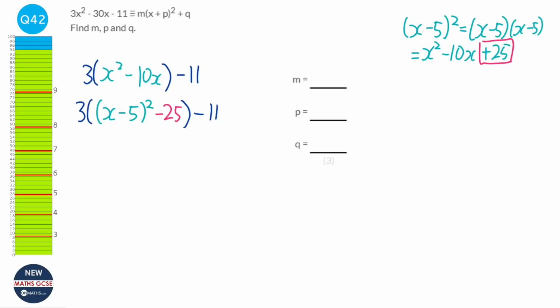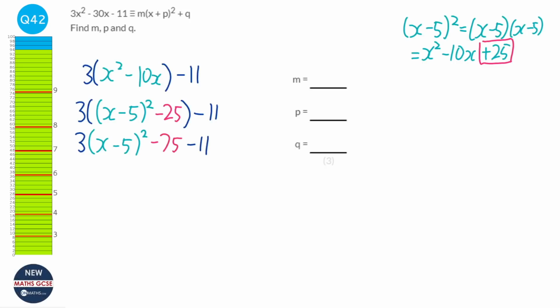Okay, so we need to get that minus 25 outside the brackets. So we're going to expand the brackets slightly. I'm going to leave the 3 on the outside of the x. In fact, let's keep the colour scheme going. So we're going to have the x minus 5 squared bit there. 3 times minus 25, it's minus 75. And then we've got this minus 11 at the end.